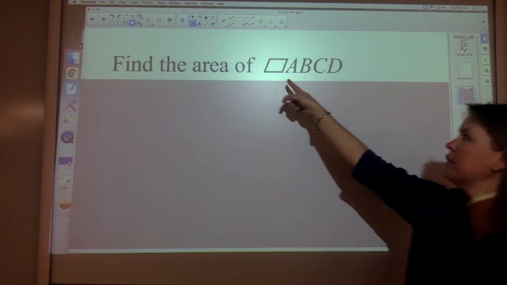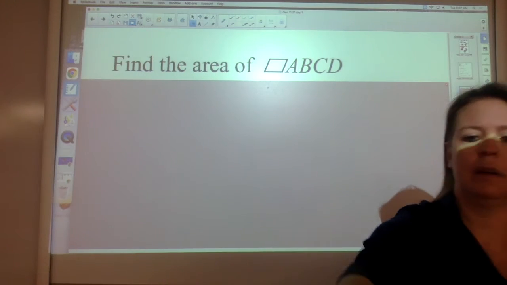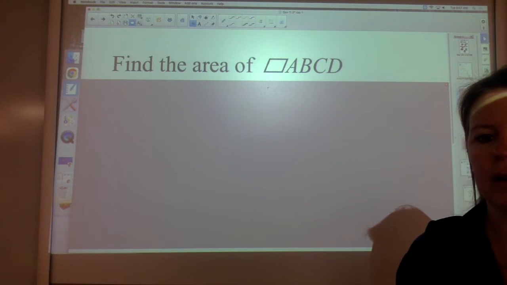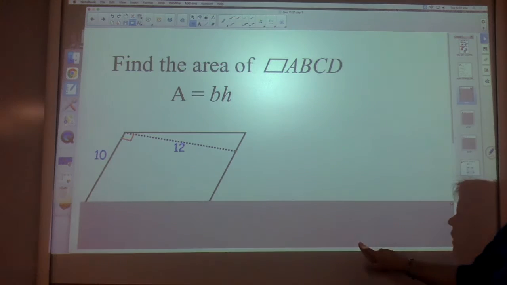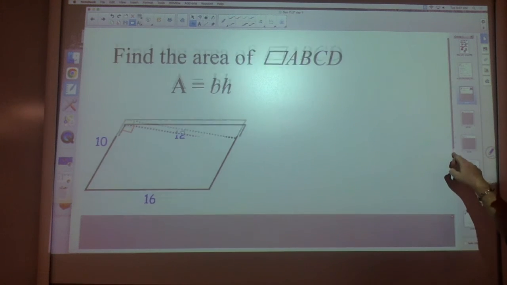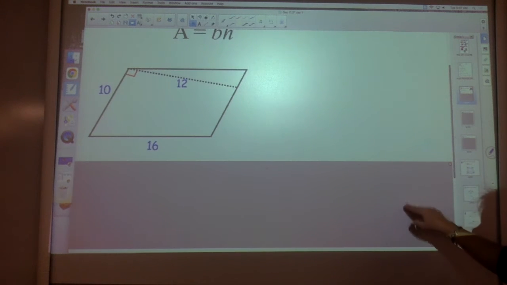Find the area of, this symbol means parallelogram. Find the area of parallelogram ABCD. If area equals base times height, they were nice enough to draw a perpendicular height in there for you. And you know it's perpendicular because they put the right angle symbol.